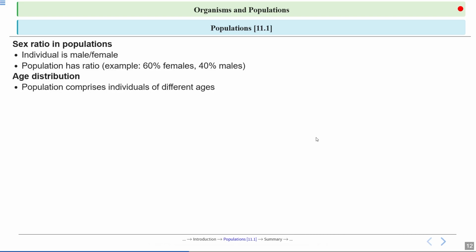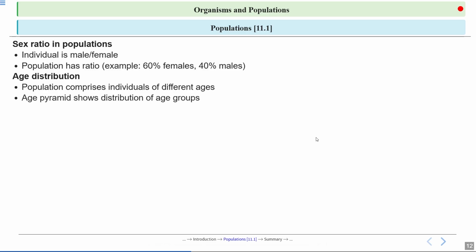So a certain population comprises individuals of different ages. So there are different age groups, like 0 to 10, 10 to 20, likewise. Now this diversity in age is important because it affects the population's ability to grow and adapt. Younger individuals may represent potential for growth, while older individuals might indicate stability or decline.